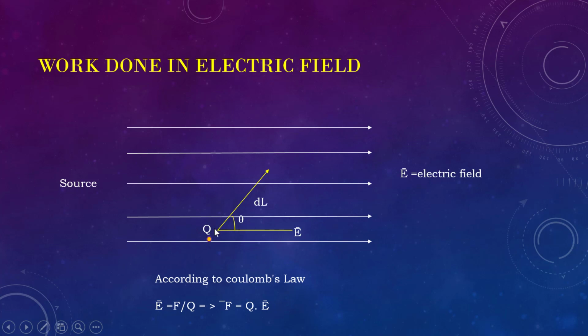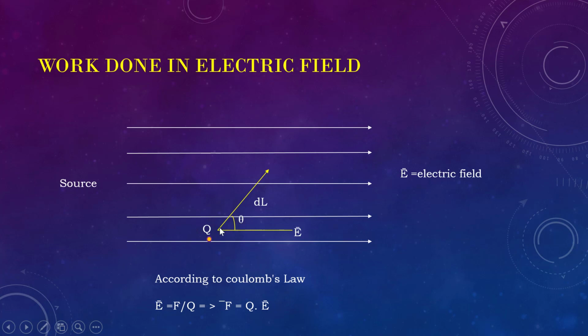By Coulomb's law, we know that whenever a charge is brought in the field of electric intensity, it will experience a force. So this charge will experience a force in the direction of E bar. Now suppose we want to move this charge from this point to this point through a small distance dl. We have to move the charge from one point to another through a small distance dl. Then what do we have to do?